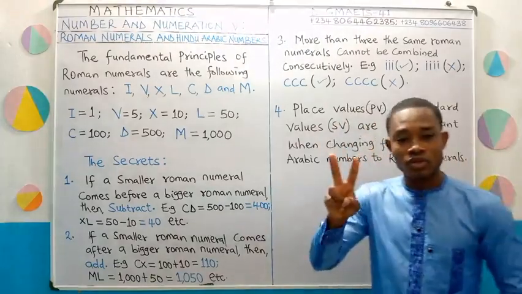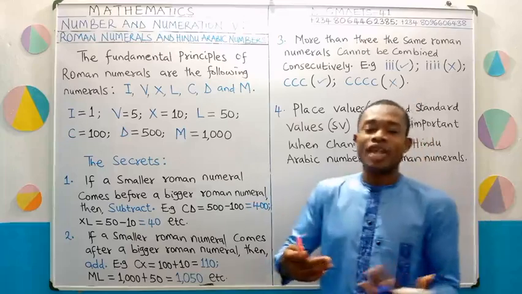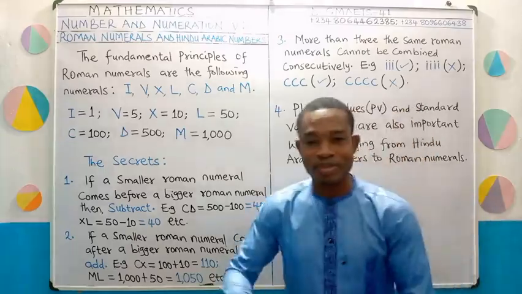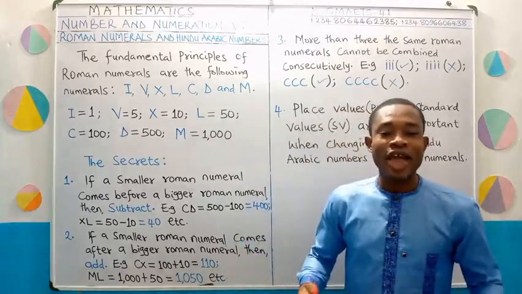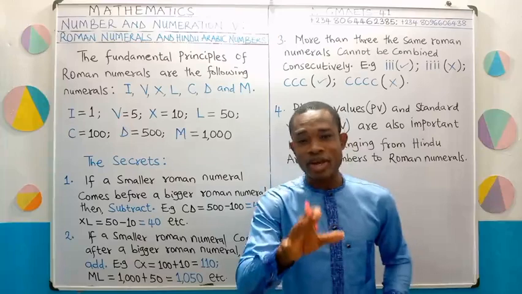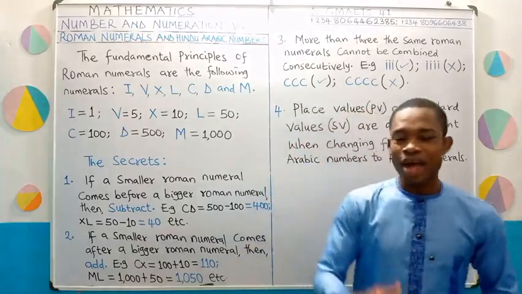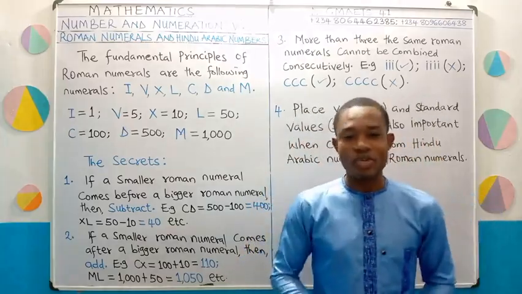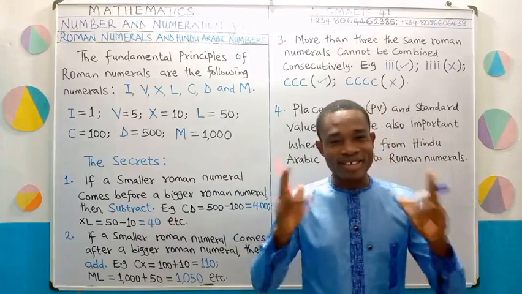Secret number 2. What if it happens that the smaller number comes after the bigger one? What are you expected to do? In such case, where a smaller Roman numeral appears after a bigger Roman numeral, you are expected to do what? Add.